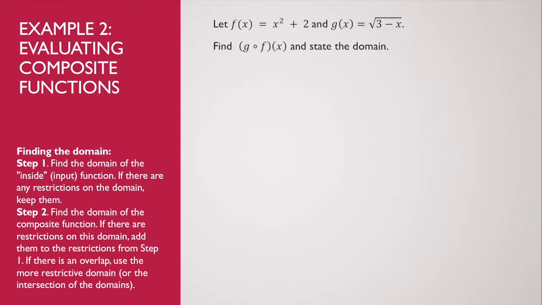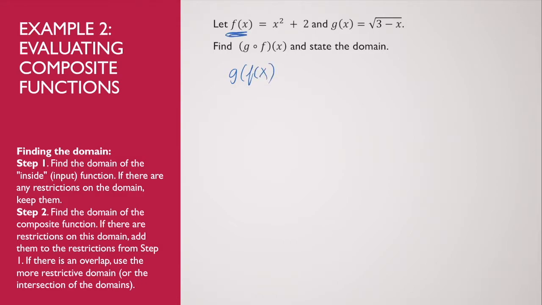Now we're going to use the same equations. I have f of x equals x squared plus 2, and g of x is the square root of 3 minus x. But now we're going to have to define this function differently. We're going to have g composed with f of x and then state the domain. So this means I'm going to take g of f of x.